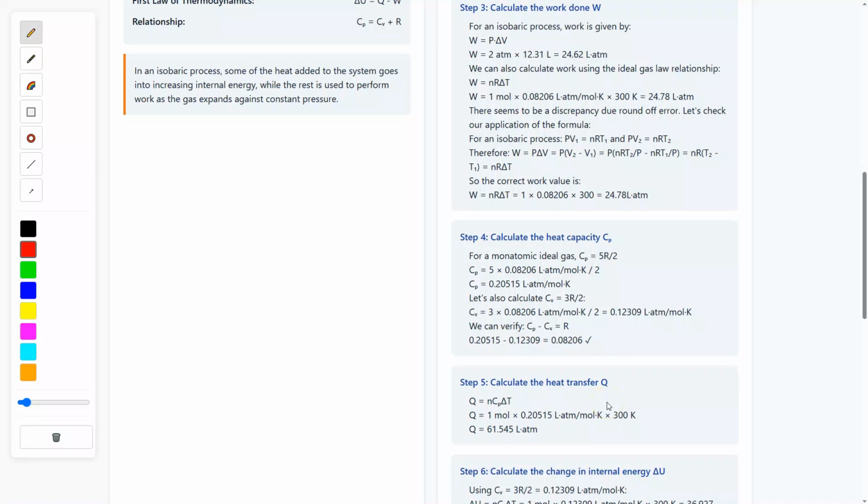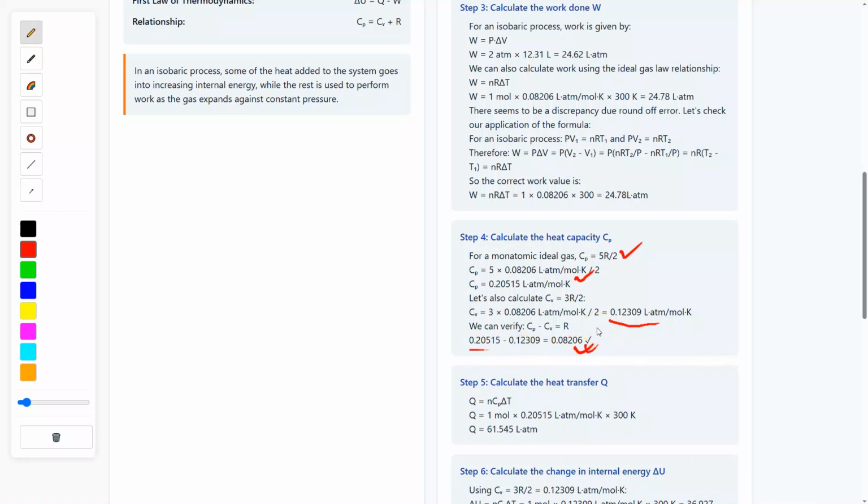Now calculate the heat capacity values. For a monoatomic ideal gas, Cp is equal to 5R by 2. R we know is 0.08206, so Cp is 0.20515 liter atm per mole Kelvin. We can also calculate Cv. Cv is equal to 3R by 2, so Cv is 0.12309 liter atm per mole Kelvin. Or we can verify that Cp minus Cv is equal to R. If we plug that in, we get that value.